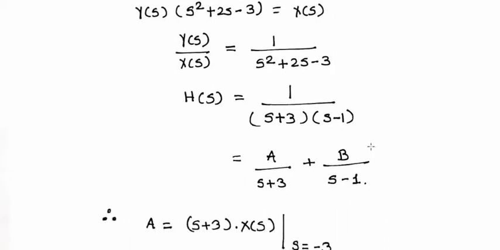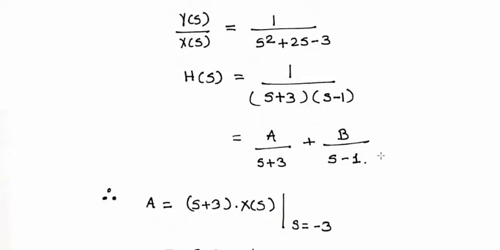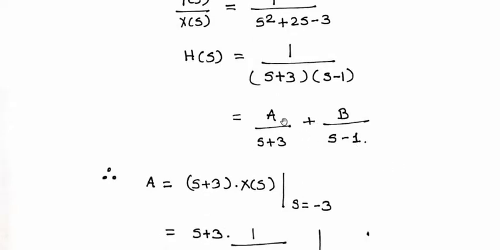We have to find out its inverse Laplace by using the partial fraction method. So we represent this as a sum of two independent terms, and that is written as a upon s plus 3 plus b upon s minus 1. Now we have to find out the values of these coefficients a and b.